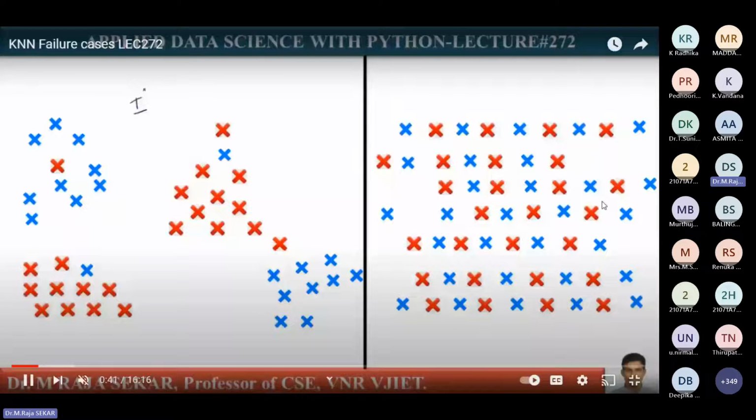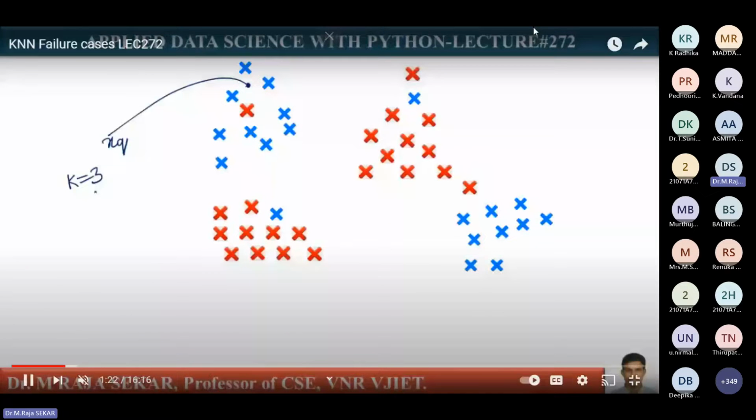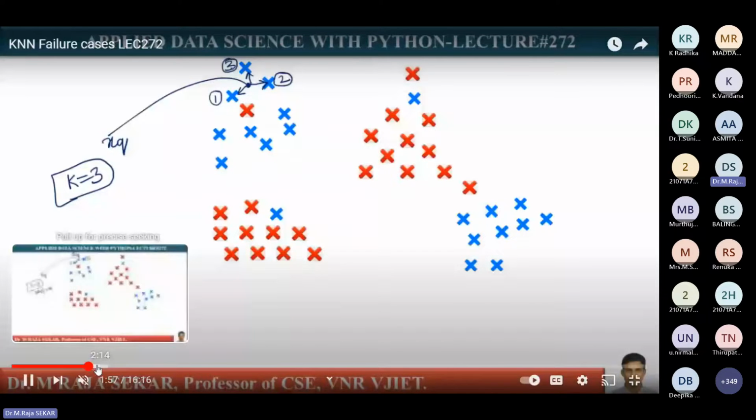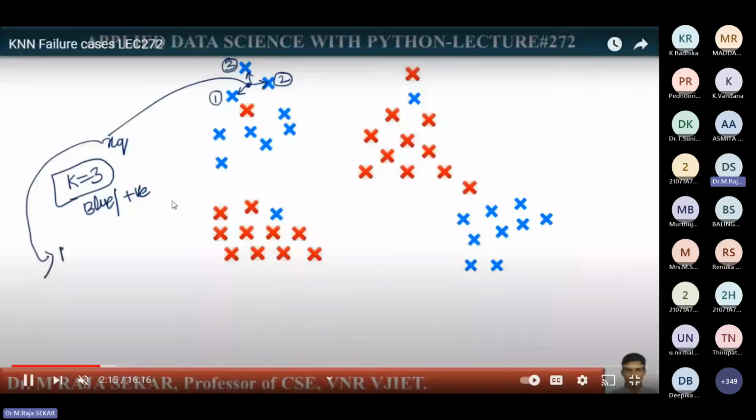What is my case 1? Let me take these data points. Let me say I have a query point XQ here. Let me say K equal to 3. If I say K equal to 3, what happens? I have to take 3 nearest neighbors. All those 3 nearest neighbors are positive labels. Therefore, your YQ must be positive. Why? Because it is surrounded by positive points.